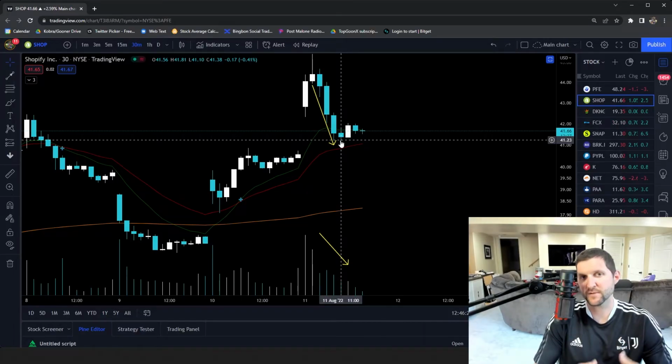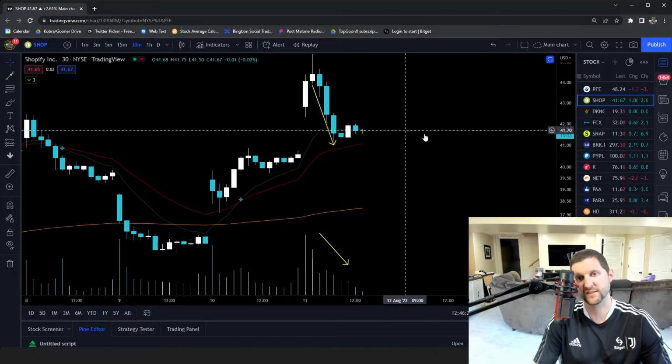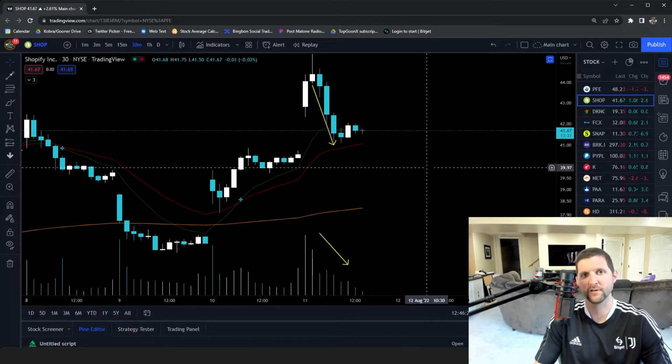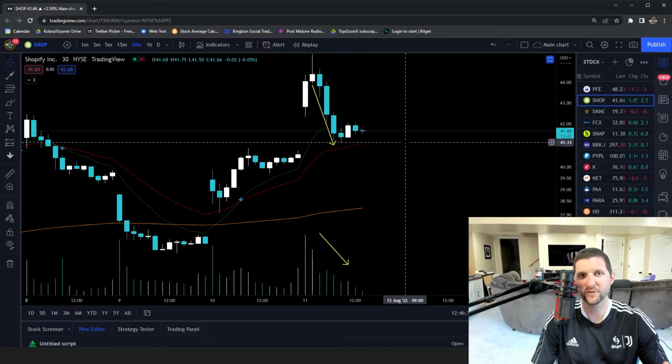And what happens when there's a lack of sellers is buyers are forced to step in, and then people will panic sell higher if price is going to continue down. But price very rarely just goes down in a straight line or up in a straight line. So you can always kind of look for these quick little counter moves in trend when there's a lack of momentum on that given time frame.